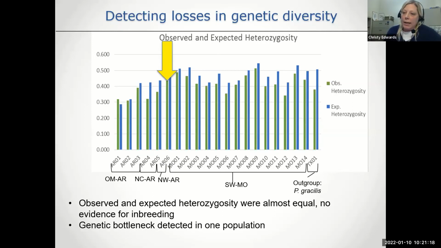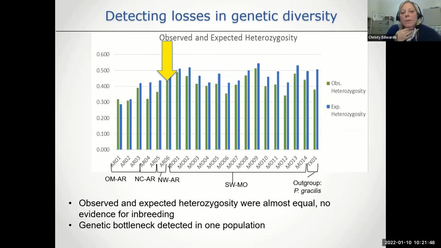We can also analyze computationally for evidence of a bottleneck. In this species, what we found is that this population that I highlighted in yellow experienced a genetic bottleneck. We think this has to do with management. This population was very small, and then recently had been managed and had a remarkable increase in population size. So we think that's why we see evidence of a bottleneck, and there's really not anything to worry about in this situation.